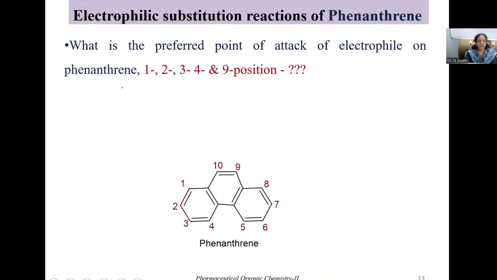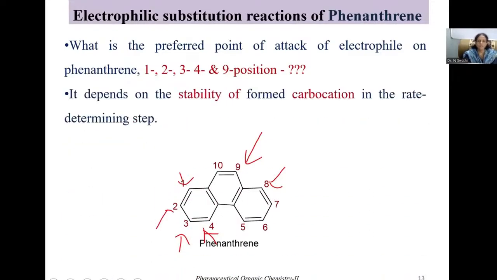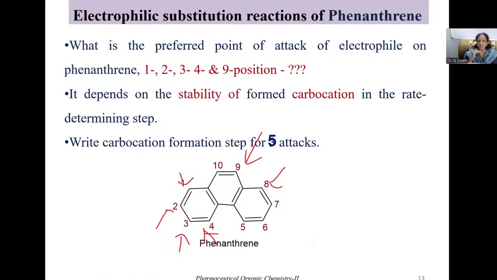The preferred point of attack of the electrophile on phenanthrene can be at the first position, or at the second position, third position, or fourth position, or it can be at the ninth position. So these are the 5 different positions, 5 different hydrogens present in the structure of phenanthrene. Now how can we make out which attack is predominant? It depends on the stability of the resulting carbocation in the rate determining step. That means we have to write 5 attacks, the rate determining step and the formation of the corresponding carbocation, and the possible number of resonance structures for each carbocation in all these 5 attacks.